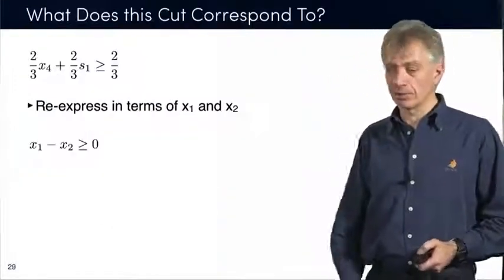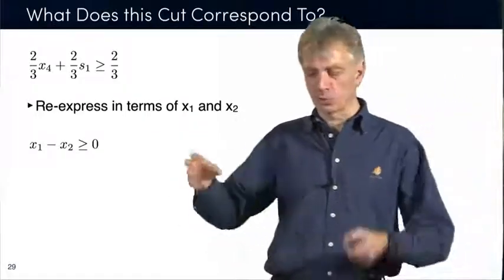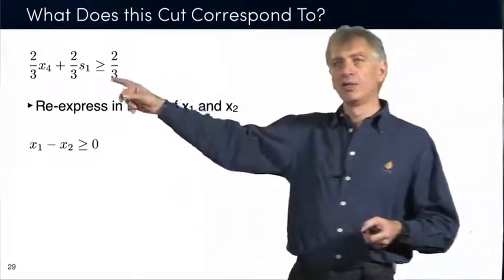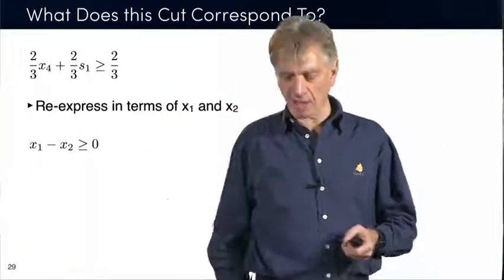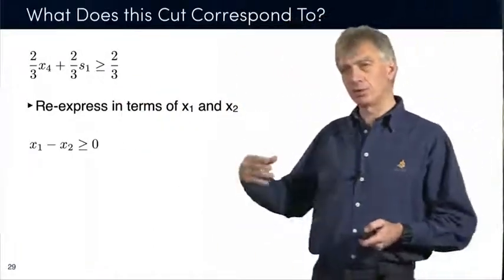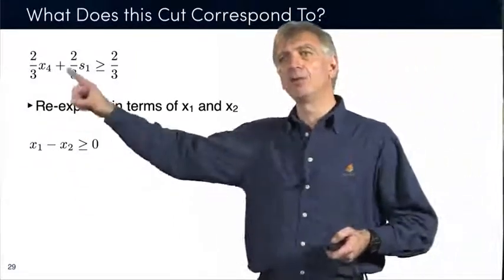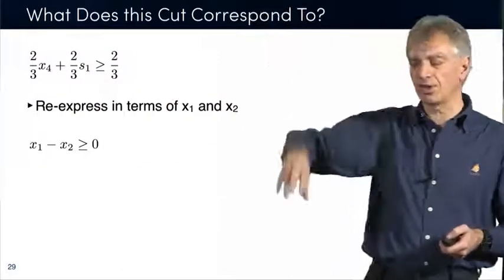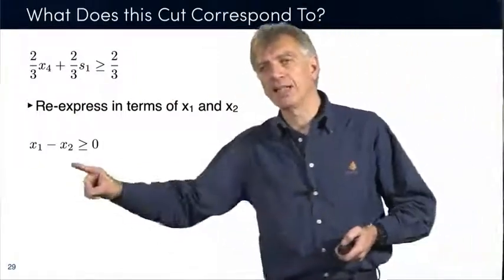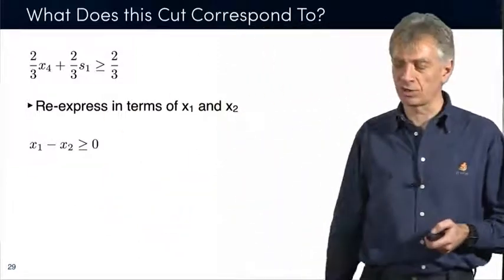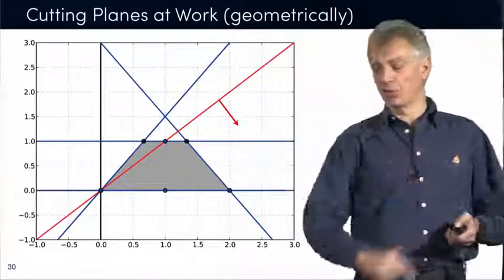Now, once again, you have these beautiful constraints. You have no clue what it means. It's 2/3 of x4 plus 2/3 of s1. One of these variables was a slack introduced at the beginning. The other one was a slack introduced by the cut, the first cut. So what do they mean? Essentially, when you transform using the definition of these variables when they were introduced, it gives you the cut x1 minus x2 is greater than 0, which is this beautiful cut here that we saw before.